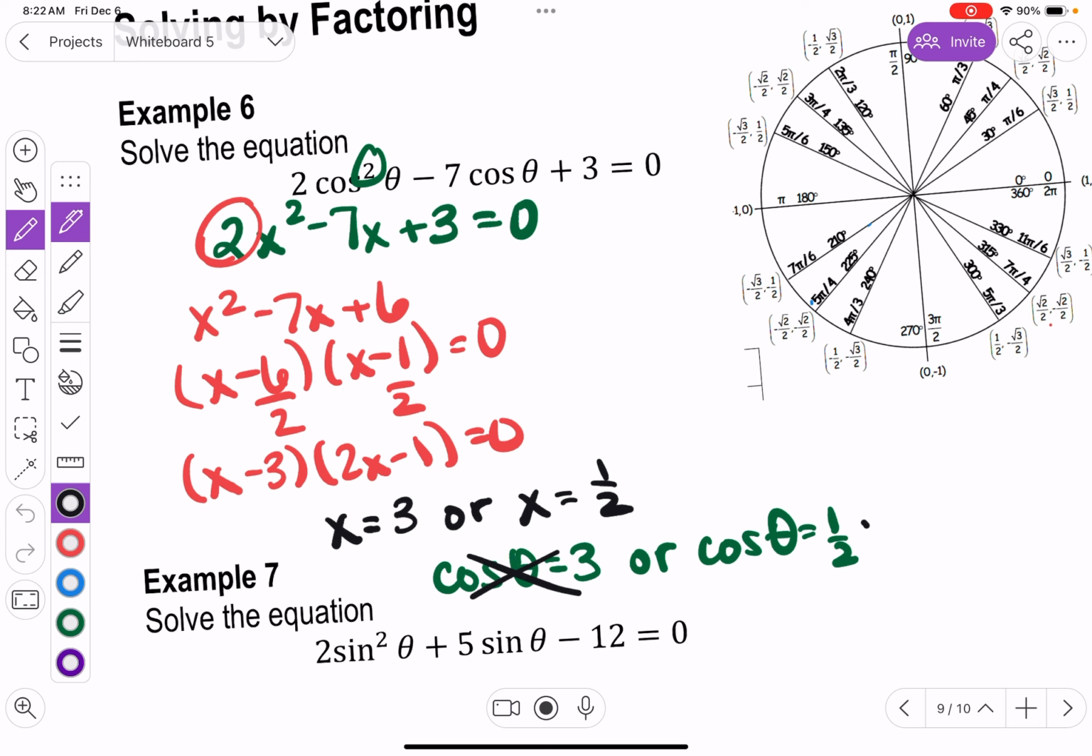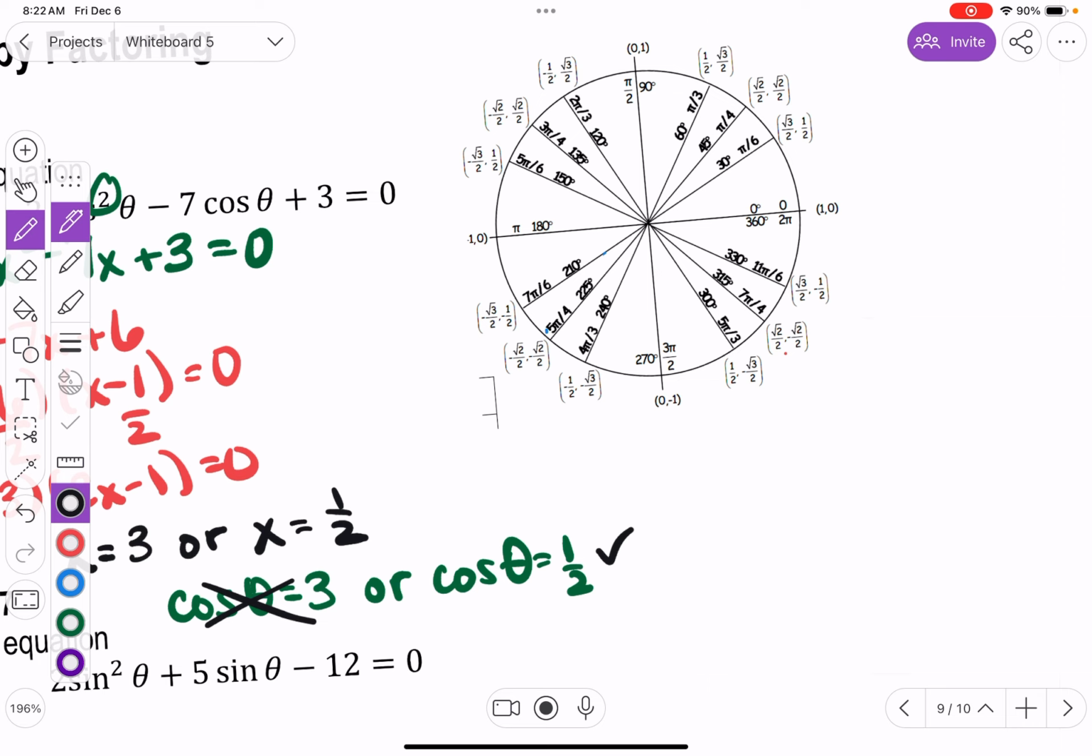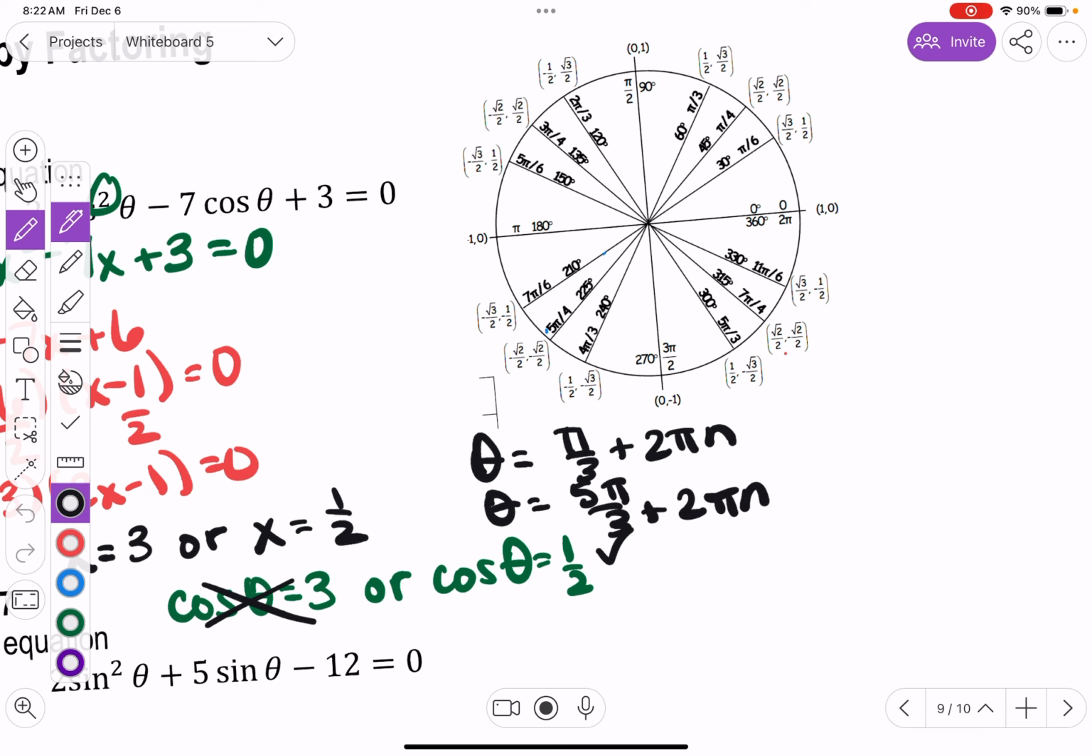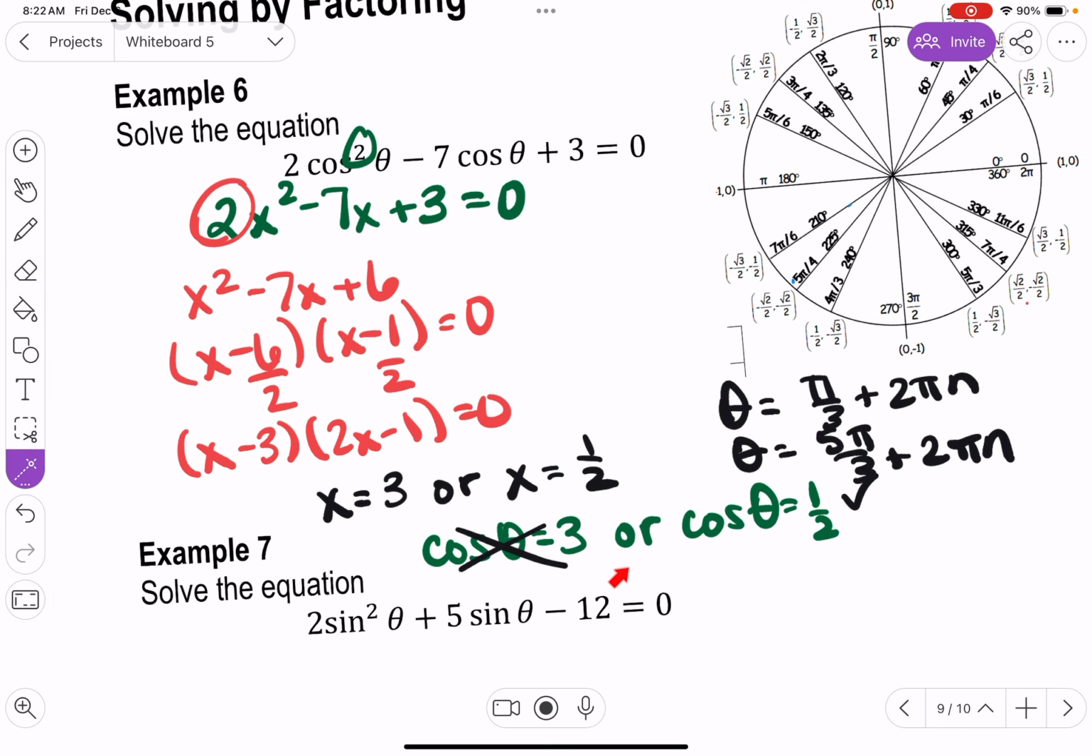This problem, this right here, cosine theta equals 1/2, does occur. And so I want to find the values where the x's are 1/2 at. Well, they're 1/2 at pi over 3, and they're also 1/2 at 5 pi over 3. So theta is equal to pi over 3 plus 2 pi n, and theta is also equal to 5 pi over 3 plus 2 pi n. So when we do factoring, we have to be careful to make sure that our actual values pop up on the circle.